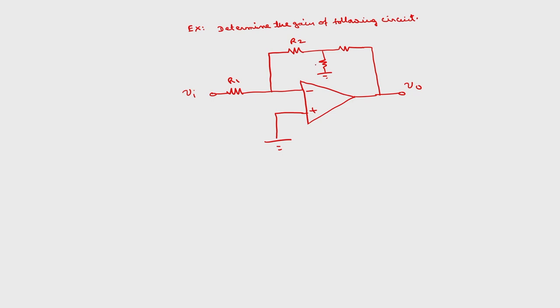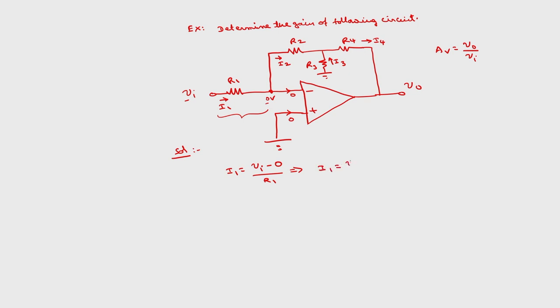This is say R1, R2, R3, R4. Let us call these currents I1, I2, I3, I4. Now to find the closed loop gain, which is V0 by Vi, first we'll assume that because the op amp is ideal, this is 0 volts because this is a ground point, and the current here is 0. So what is the expression for I1? From here to here, this is Vi, this is 0 volts, so Vi minus 0 by R1 implies I1 is equal to Vi by R1.